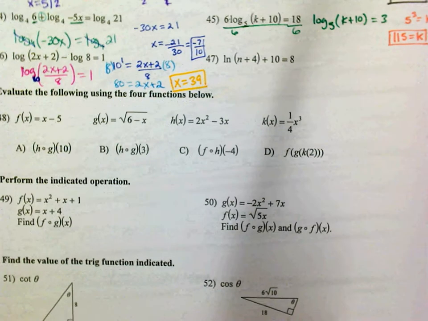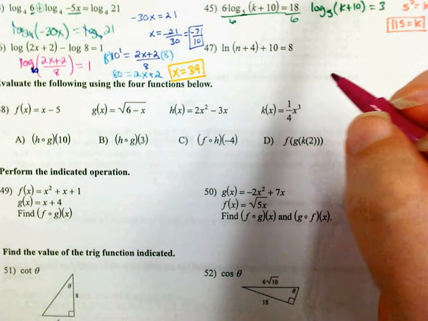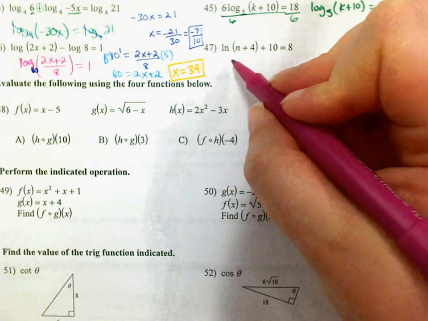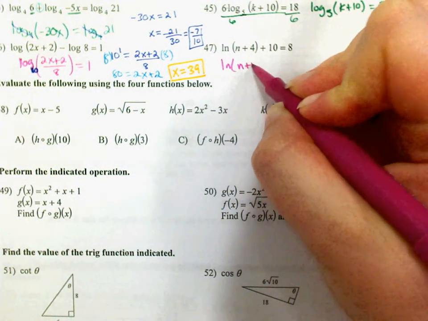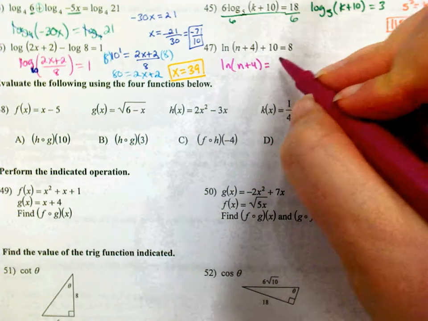47. Natural log of n plus 4 plus 10 equals 8. What do we need to get by itself? The natural log, so what do I do with that 10? Subtract it over. Natural log of n plus 4 equals what? -2. Can a log equal a negative number?